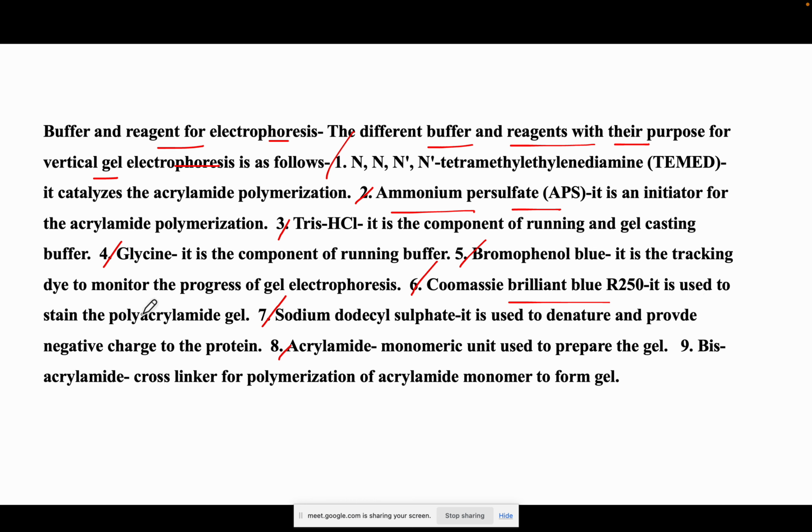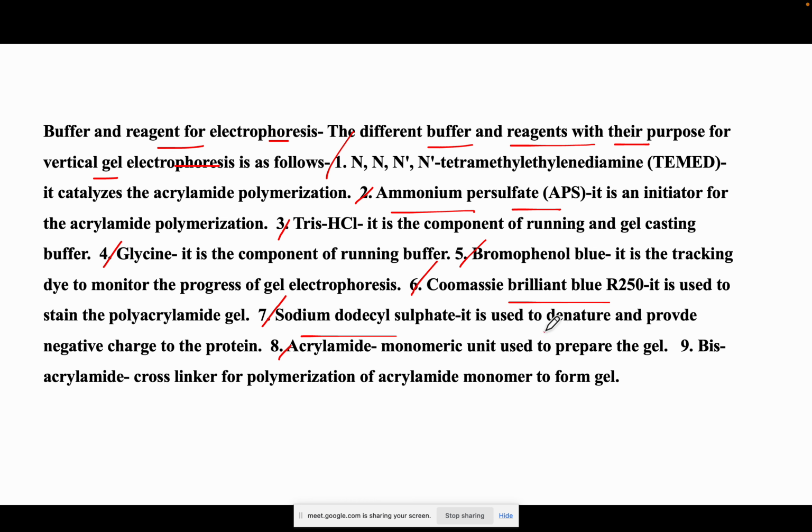Number 6 is Coomassie brilliant blue R250. It is used to stain the polyacrylamide gel. Once your SDS-PAGE gel has completely run, you have to stain your gel. It would be stained using Coomassie brilliant blue, which is a dye that will bind with the proteins and make your protein visible. Another constituent is sodium dodecyl sulfate, or SDS.